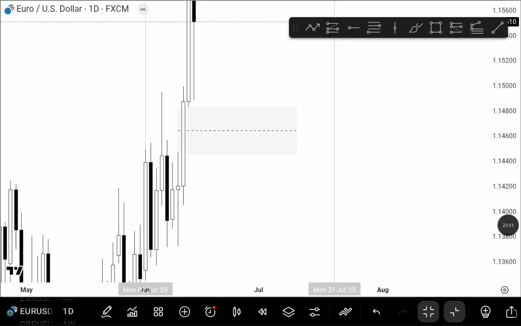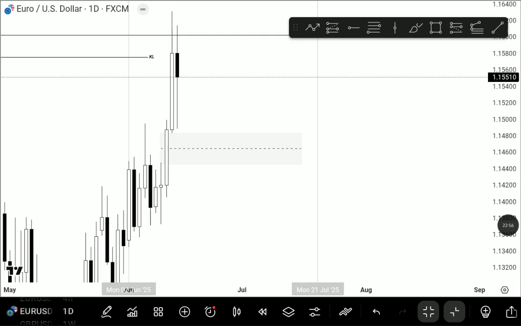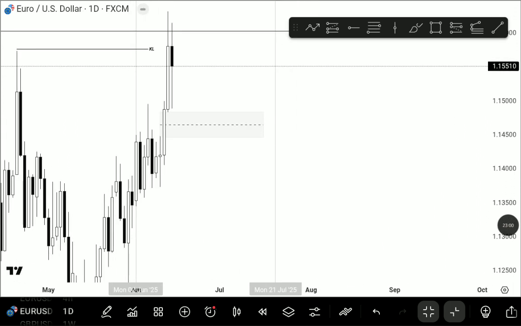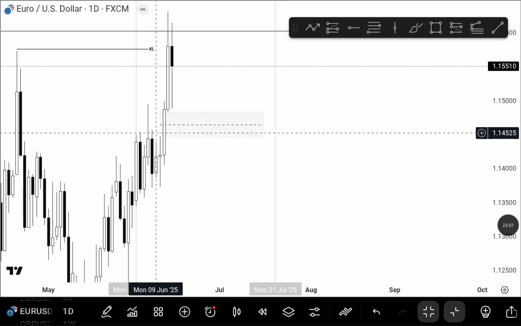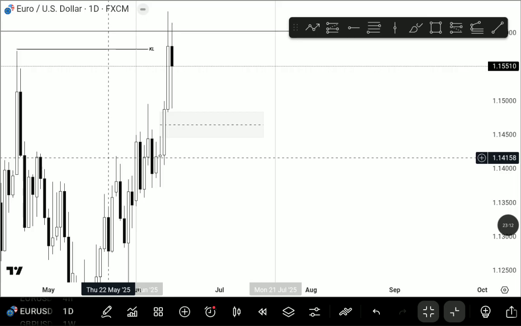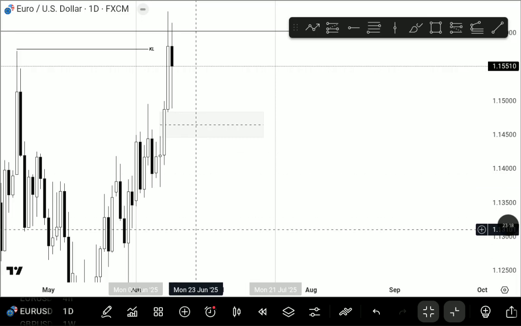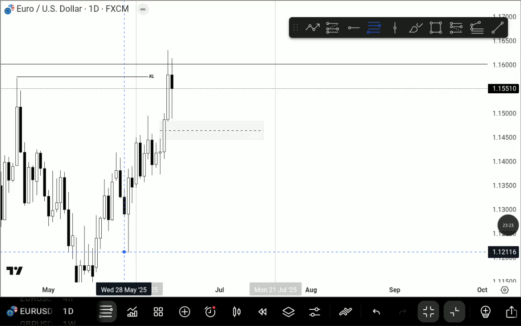So I've refined my draw of liquidity on the daily to this FVG. As the order flow is still the same, it's pretty much the same of what I was exactly seeing on the weekly, but now I've refined to this FVG, which is slightly higher above the OB on the weekly. And again, we also have a dealing range at this point.